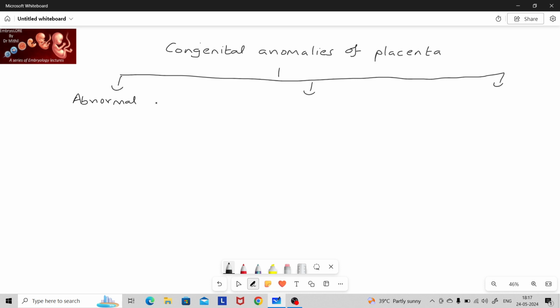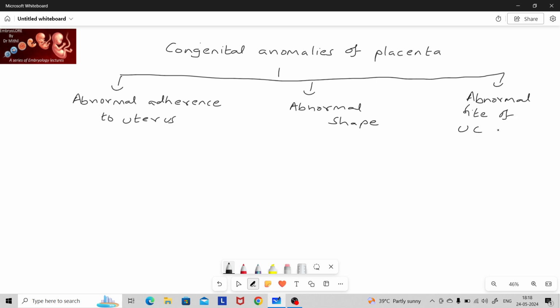one type is due to the abnormal adherence of the chorionic villi to the uterus. The second one is the abnormal shape, and the third one is the abnormal site of UC attachment, that is the umbilical cord attachment. Now let us come back to the first type, that is the adherence of the chorionic villi.